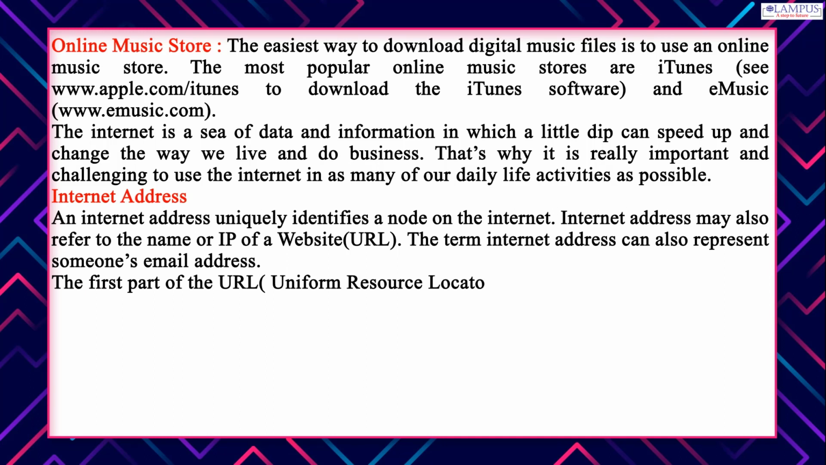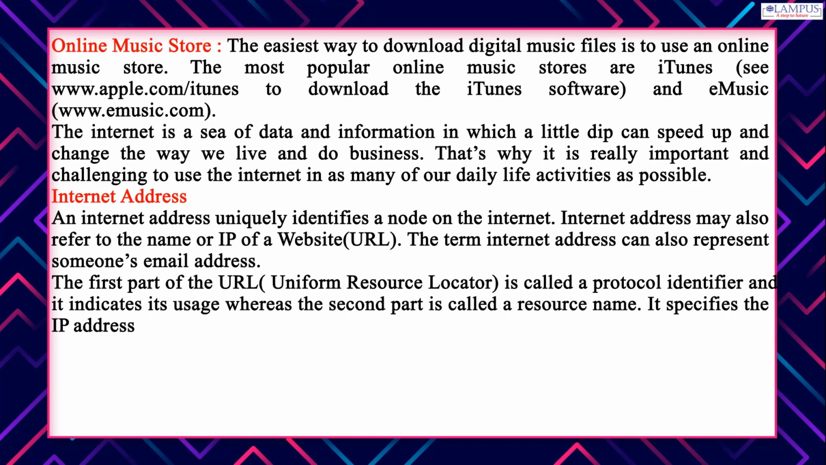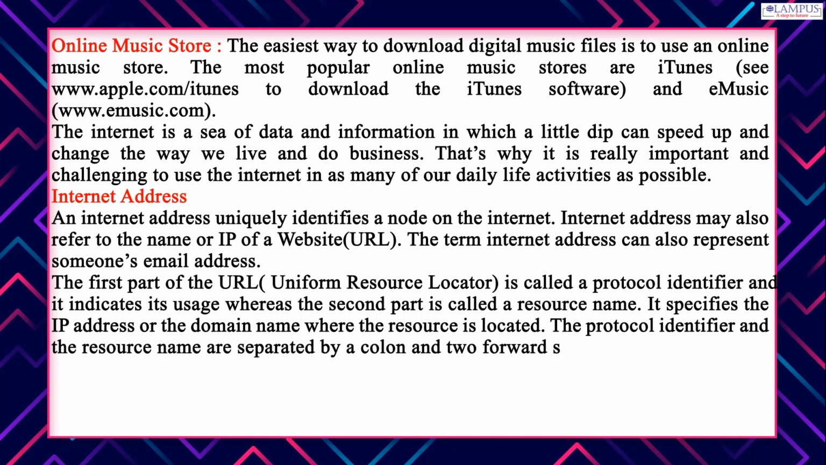The first part of the URL, Uniform Resource Locator, is called a protocol identifier and it indicates its usage, whereas the second part is called a resource name. It specifies the IP address or the domain name where the resource is located. The protocol identifier and the resource name are separated by a colon and 2 forward slashes.